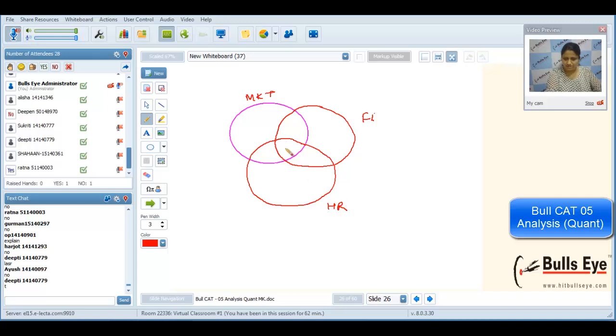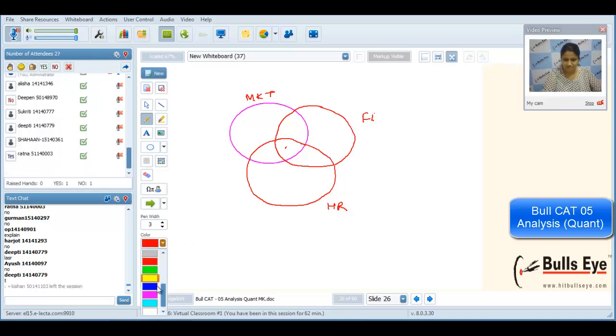We don't know the most common area. Let it be X. I'm in the common region, the most common area. I don't know this, so I'm taking it as X. Now, it says 16 took marketing only. 12 took marketing and human resources. Marketing and human resources, the sum should be 12. X we have taken, so we will take it as 12 minus x.